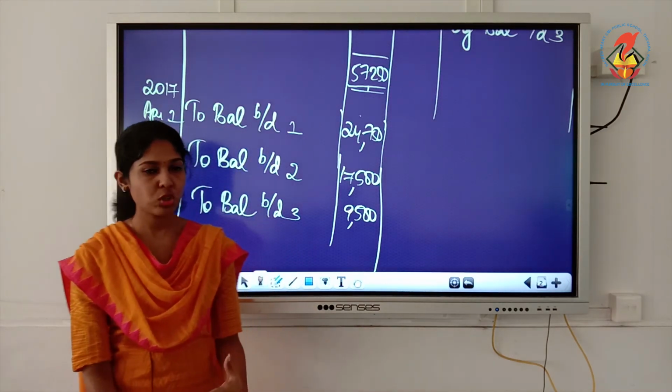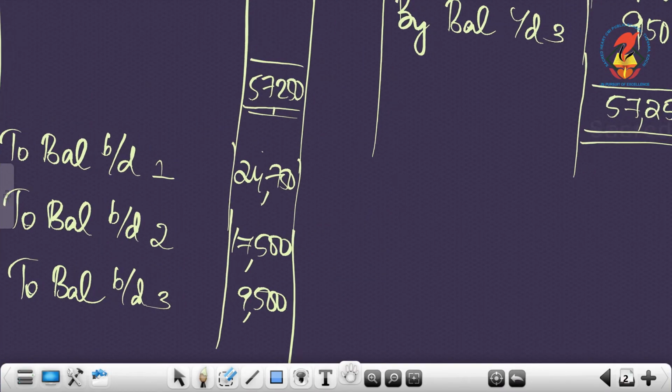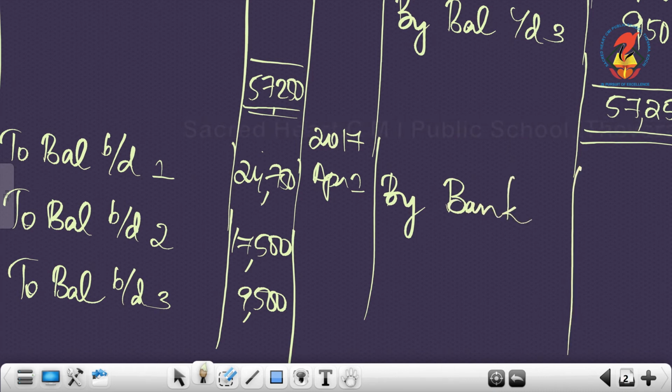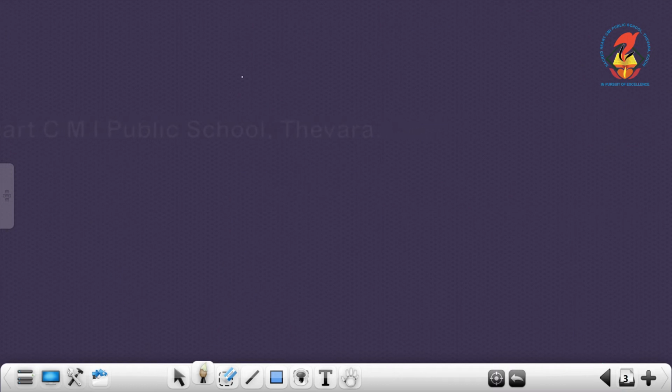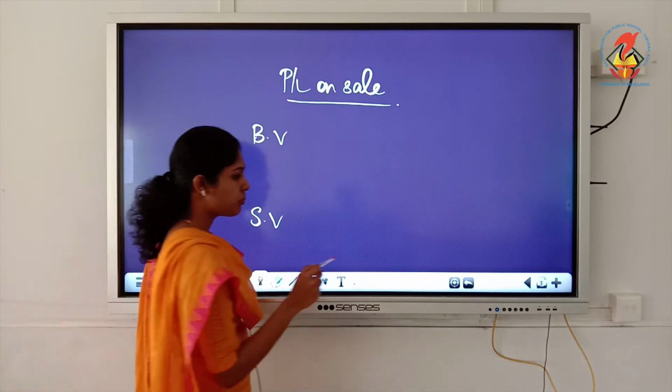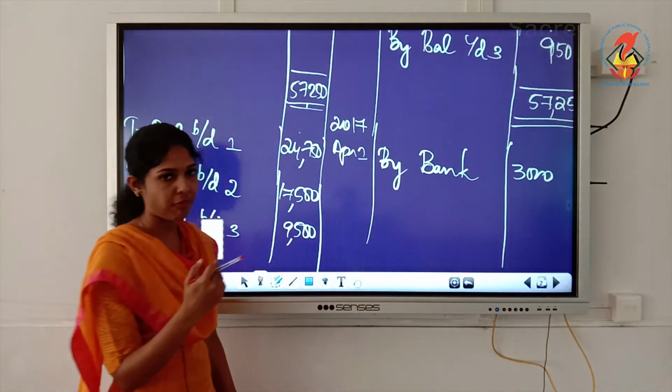So what next we have to compute? We'll have to write the sale value. So April 1st 2017, we'll write the sale value by bank, because the journal entry is bank account debited to machinery account. So by bank, the sale value is 3000. Immediately after you write the sale value, you have to compute the profit or loss on sale. How will you compute this profit or loss on sale? Compare the book value with the sale value. You have to compare these two, and the book value means the present book value you have to take.